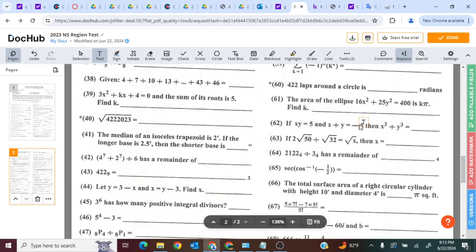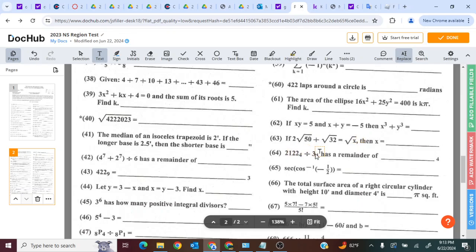If 2 square root of 50 plus square root of 32 is equal to square root of x, then what is x? Okay, take out the 5, and then you're left with 10 square root of 2, because you're dividing by 5 squared. 10 square root of 2 plus, do the same thing, you take out 4 this time, 4 square root of 2. 14 square root of 2, you have to multiply by 14 squared to get back in, so 196 times 2 is 392.